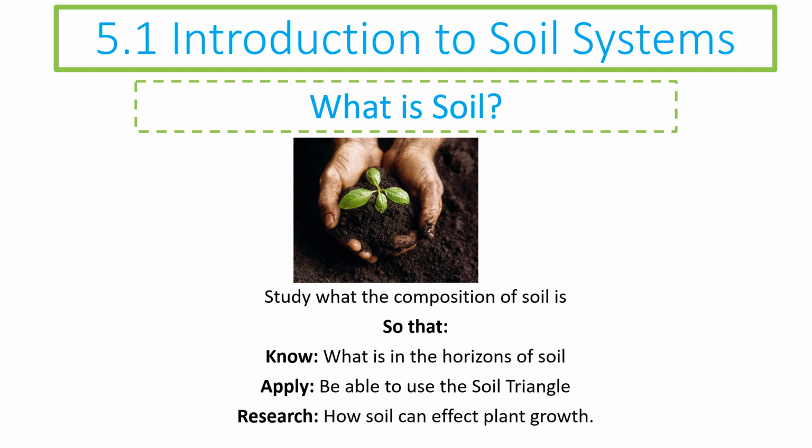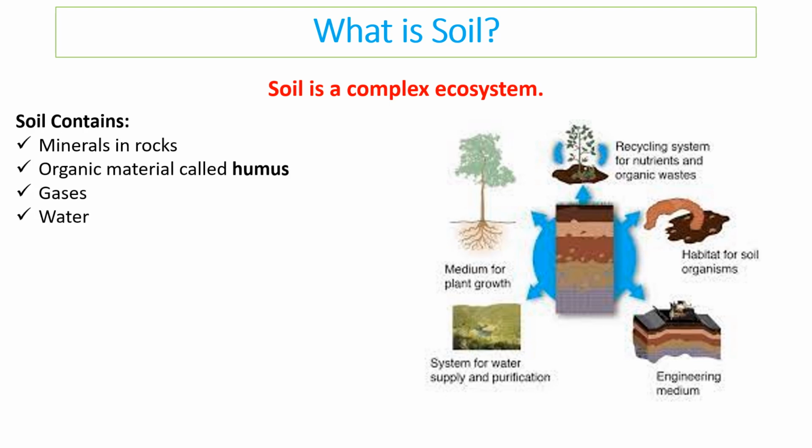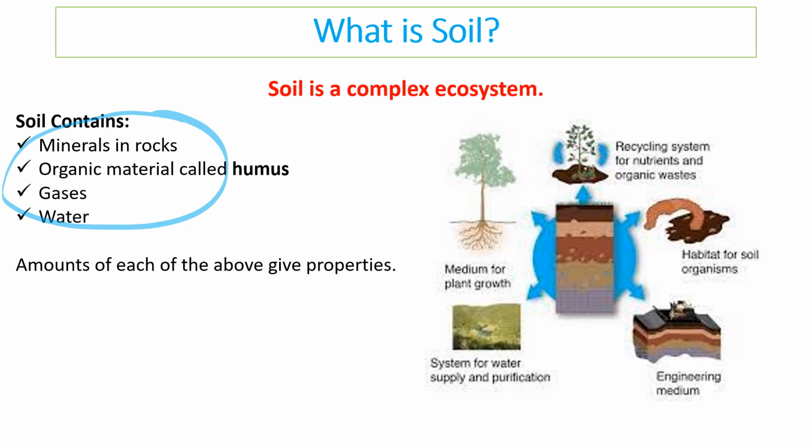This is an ESS revision video for topic 5.1, Introduction to Soil Systems, and today we will be looking at what soil is and about the composition of soil. So you need to understand that soil is a complex ecosystem. Soil is made of minerals, which are found in rocks, organic material called humus, gases and water. And soil is absolutely essential to life on Earth. The amounts of all these different things will give the soil its properties.